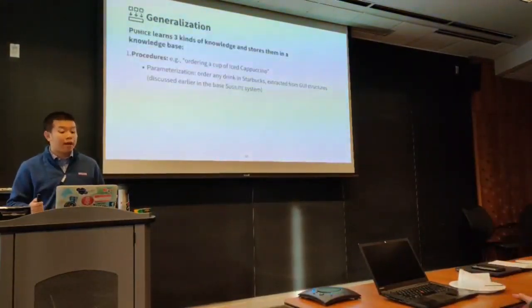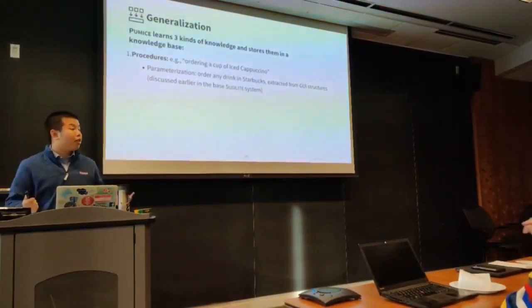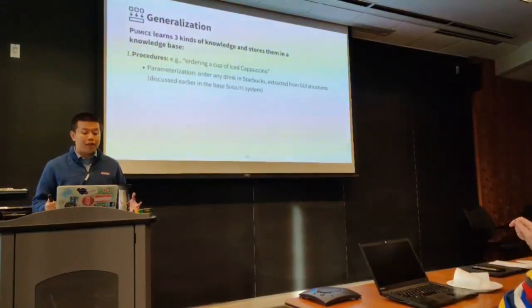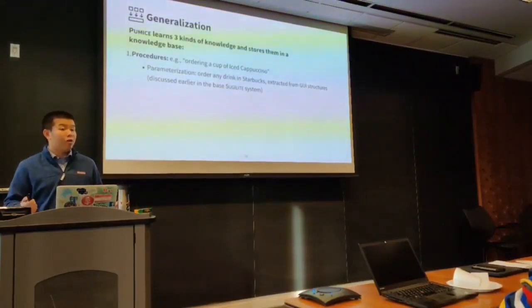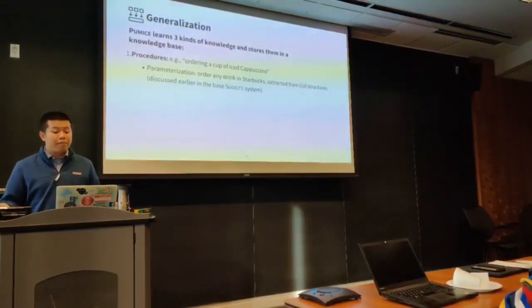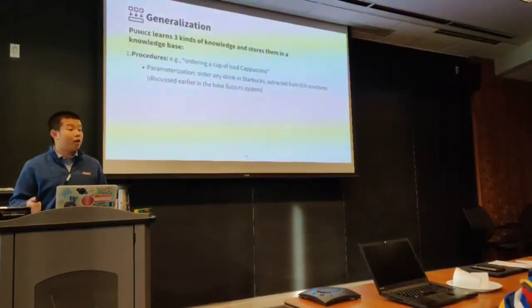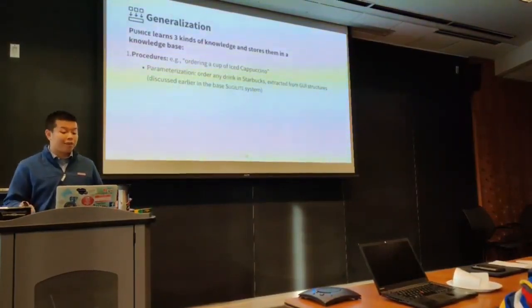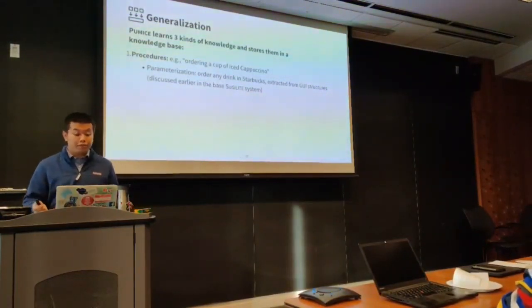A key goal of Pumice is to generalize from what it has learned. And there are different levels. It learns three kinds of knowledge and stores them in a knowledge base. There are procedures of doing something, like ordering coffee. For them, it supports parameterization, so it learns how to order any kind of coffee from this one demonstration. This has already been discussed earlier.